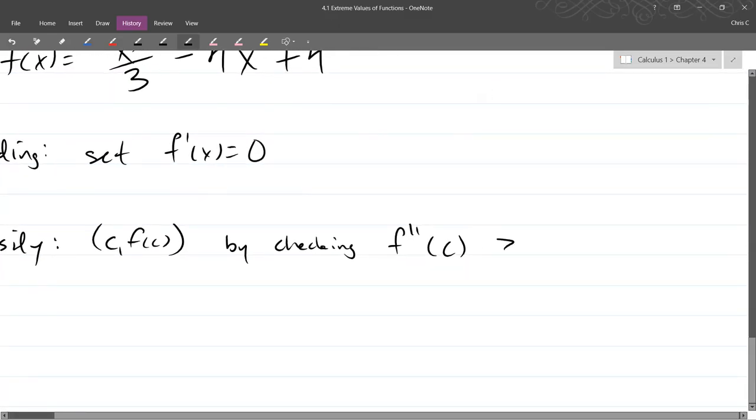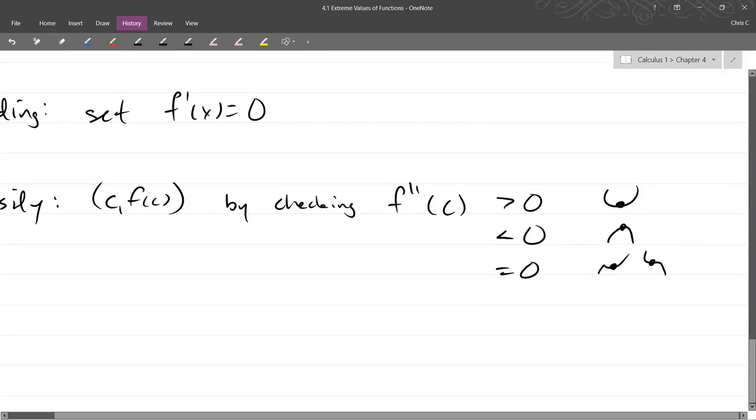And if that is greater than 0, you have a smile. Less than 0, you have a frown. Equals 0, it's an inflection, so not max or min.